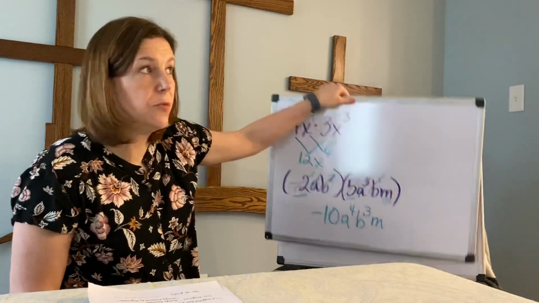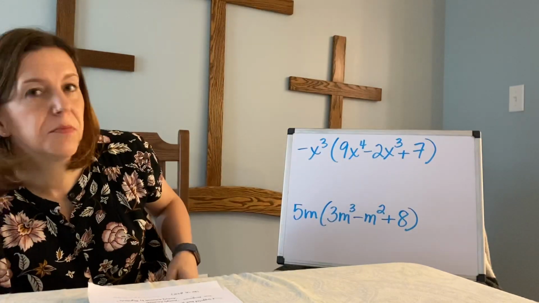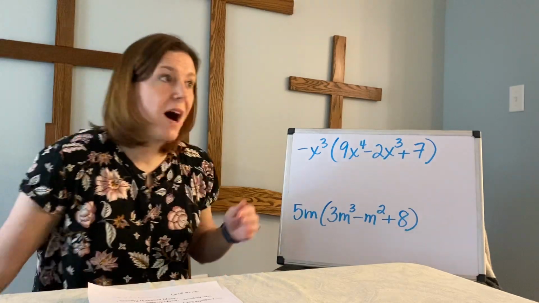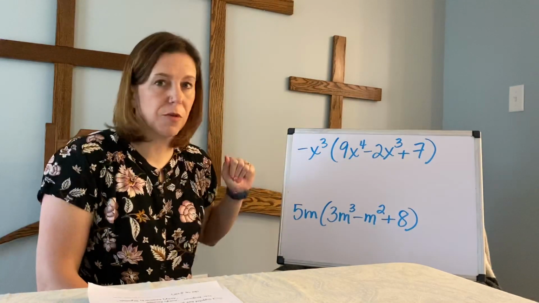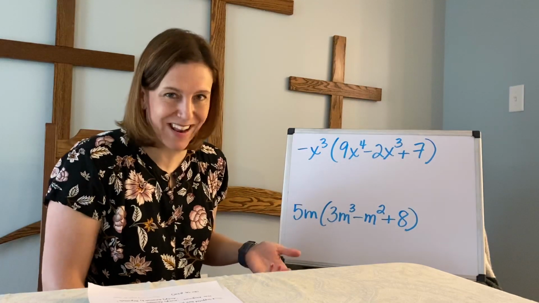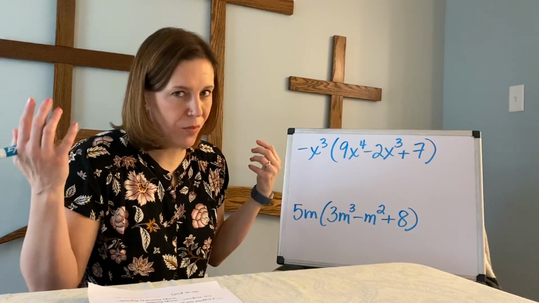Okay, that was the review part. Let's move on to what happens now when we are going to multiply a monomial by a polynomial. Monomial, one term, being multiplied by a polynomial, more than one, which would be 2, 3, all the way up to however many we want to do.